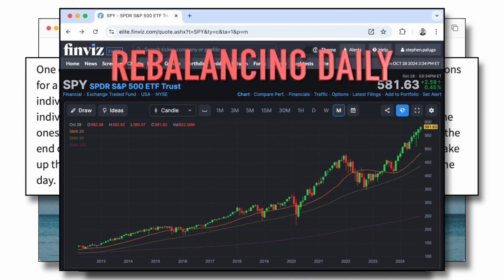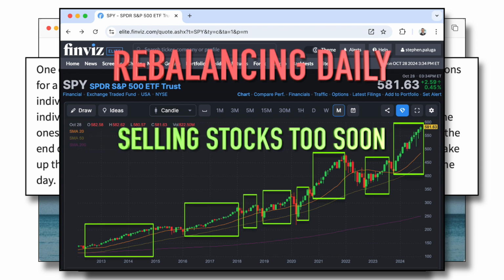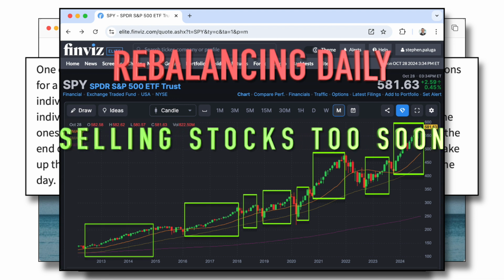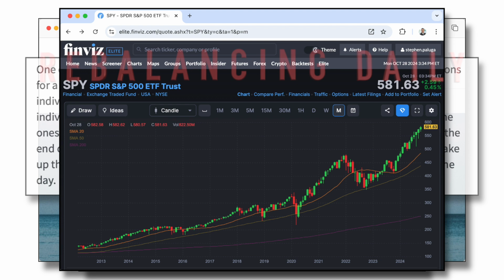Increasing the frequency of rebalancing to daily will more often result in them selling stocks too soon than the fund will benefit from profit taking or risk reduction, so they should really take a longer term approach to investing and reconsider the practice of daily rebalancing.